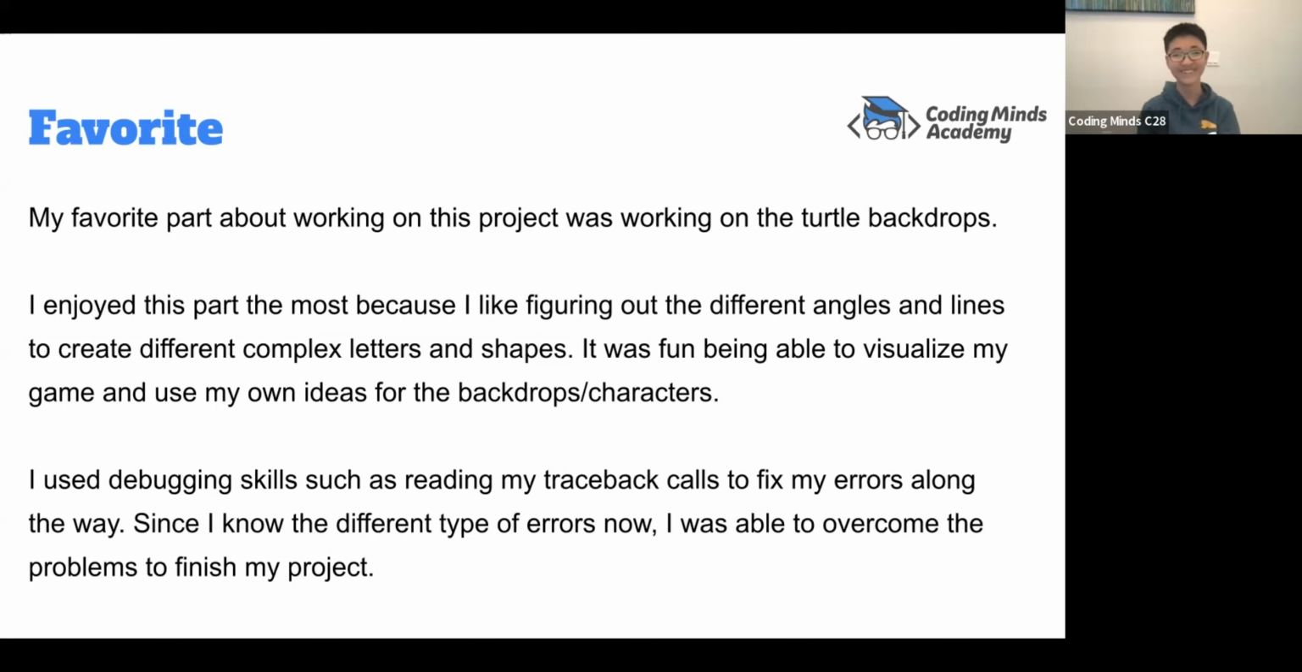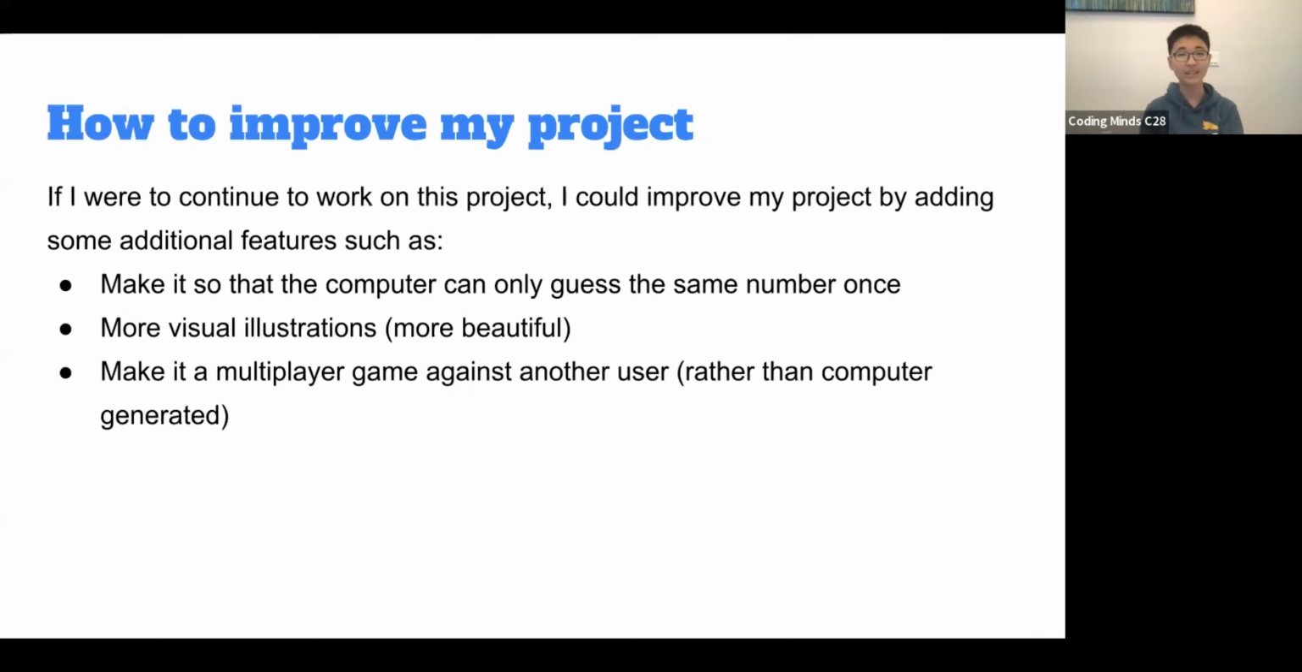If I have some time to continue working on this project, something that I can improve is that I found the computer is always guessing the same number, so I may let it guess another number. Also, I can add more visual illustrations, like when the player blows up, it can be more beautiful. Like when the player wins, it can be like ooh, not just 'you win.'